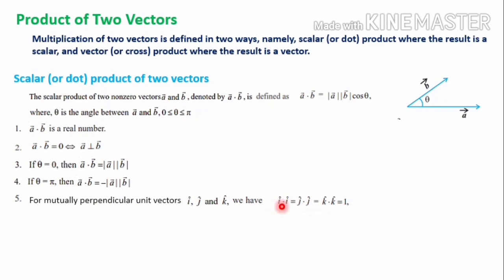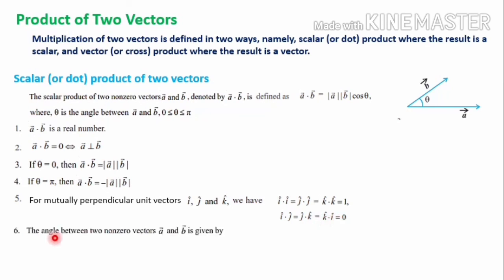This one, i cap dot i cap, that is i dot i, is equal to j dot j is equal to k dot k. All unit vectors: i cap dot i cap equal to j cap dot j cap equal to k cap dot k cap is equal to 1. Again, i cap dot j cap equal to j cap dot k cap equal to k cap dot i cap is equal to 0. This must be in cyclic order.